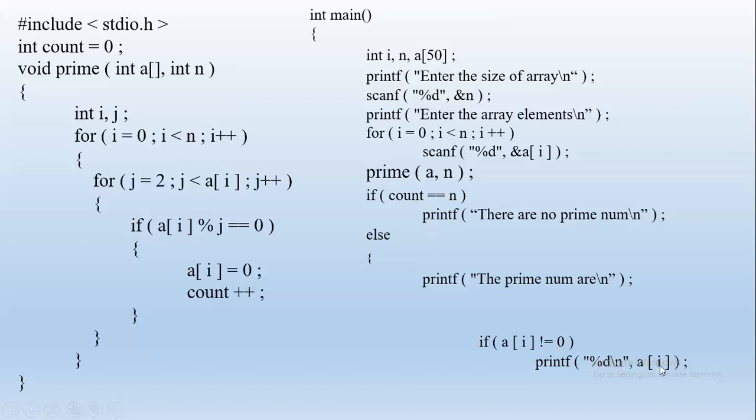For example, a of 0 is 3, it is printed. a of 3 is 5, printed. All others, a of 1, a of 2, and a of 4 are changed to 0. So we have only 2 prime numbers in the array. Starting from index 0 up to n, a of 0, a of 1, a of 2, a of 3, a of 4, all the 5 numbers are checked. Only those which are not equal to 0, that is the prime numbers, are printed.